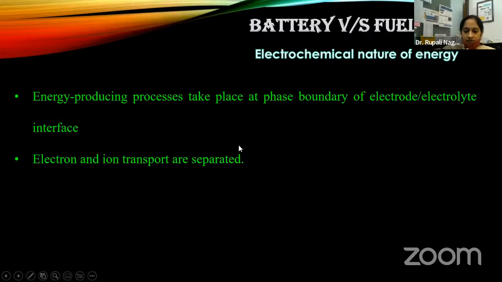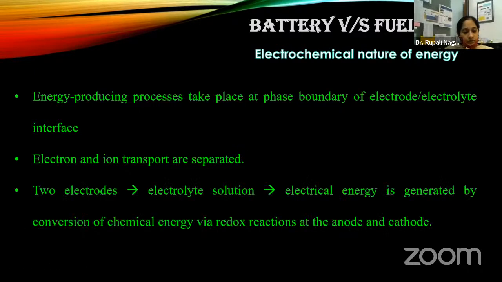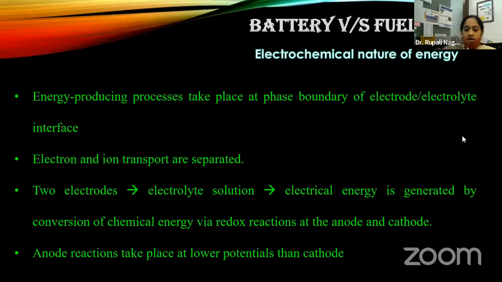Okay, so when we read the word separated, what it means is that the ions flow through a different path and electrons flow through a different path, and both of them have electrodes and an electrolyte solution, and electrical energy is generated by conversion of chemical energy via redox reactions at anode and cathode. So therefore, the connecting feature between the battery and the fuel cell is the electrochemical nature of energy. And anode reactions take place at lower potentials than the cathode.